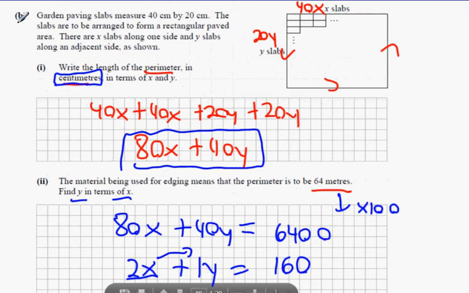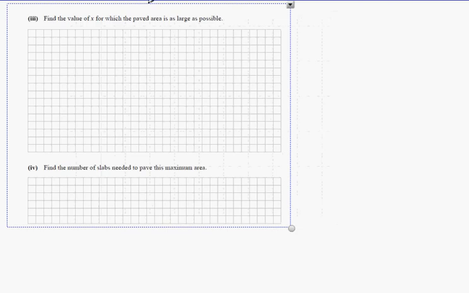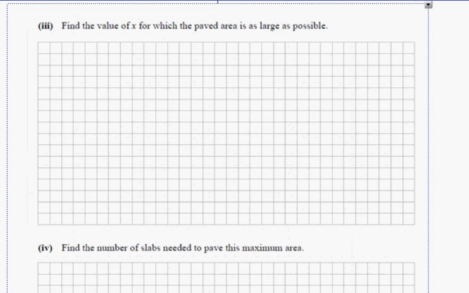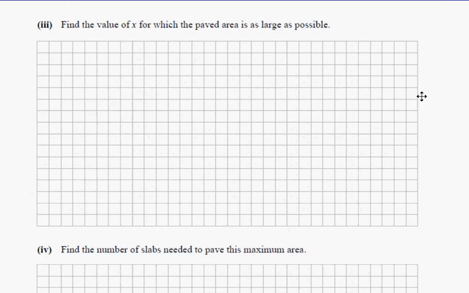Now part 3 is a bit more difficult. We'll just skip that part for a second. Part 3. Find the value of x for which the paved area is as large as possible. There's key words there. What are the key words? Find the value, but at the end, as large as possible. Give me another word. Begins with M for as large as possible. Max. Once again, you're in differentiation.